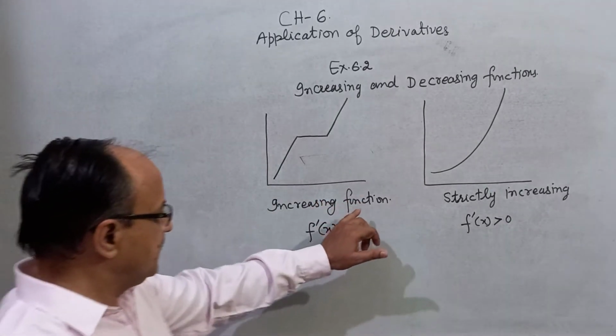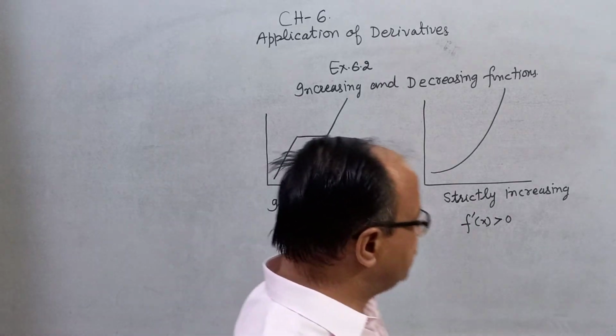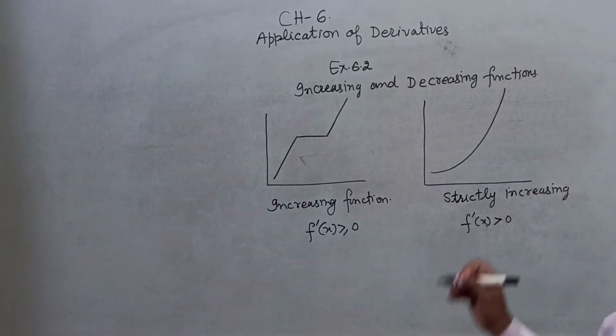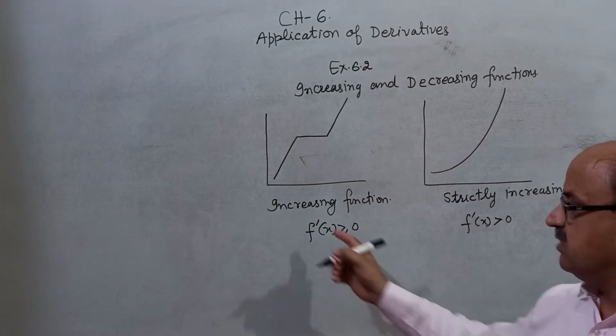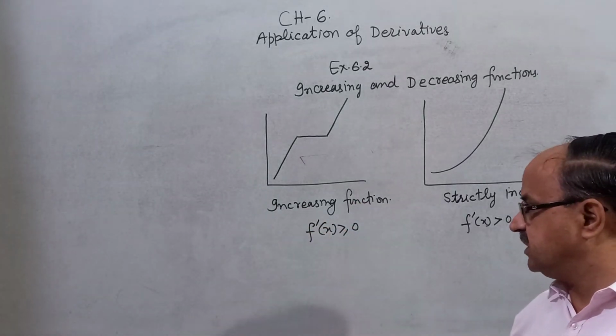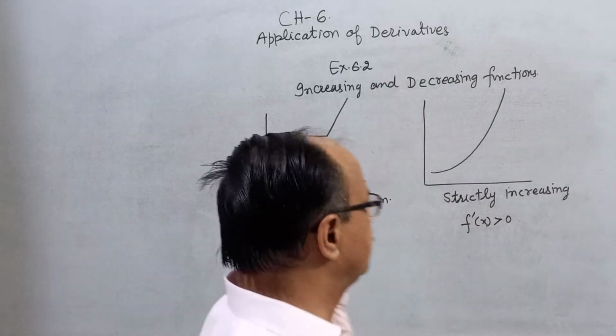Correct? Increasing function, strictly increasing function. The function which is strictly increasing, you can say that is an increasing function. But if the function is increasing, you can't say it is strictly increasing.